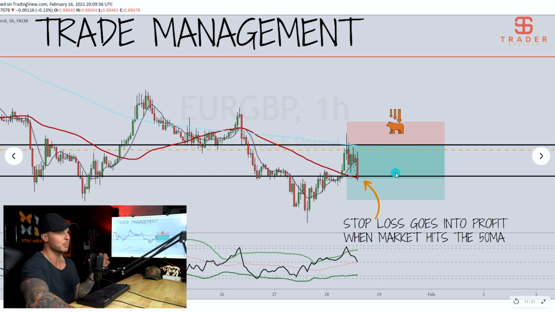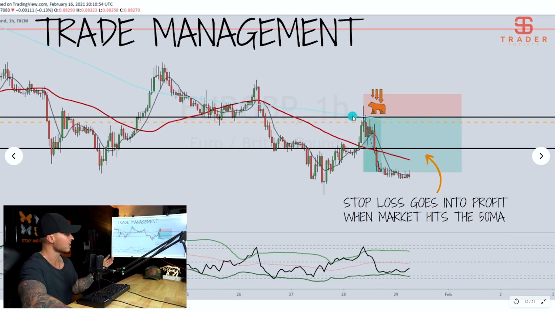Again, this is just protecting ourselves from getting taken out of a trade that may go against us. It's minimizing our risk, okay? As you can see, the market does what it was supposed to do and just continues to drop.